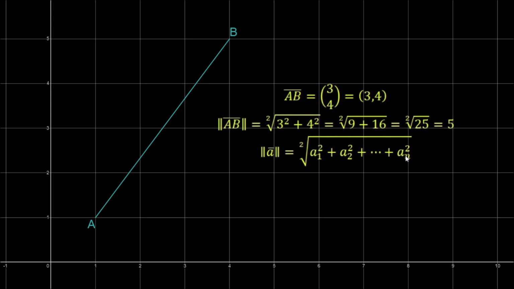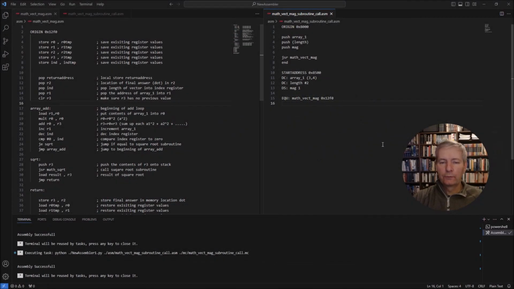So let's go ahead and have a look and see how we do this within our assembly language. As in previous videos, we have the calling function on the right and the subroutine on the left. We set aside an array underscore 1, and it's got components 3, 4. We also have the length of the array, which is 2, and we have the position of the result, and we call the result MAG for magnitude, and we set one memory location aside for that using the ds command.